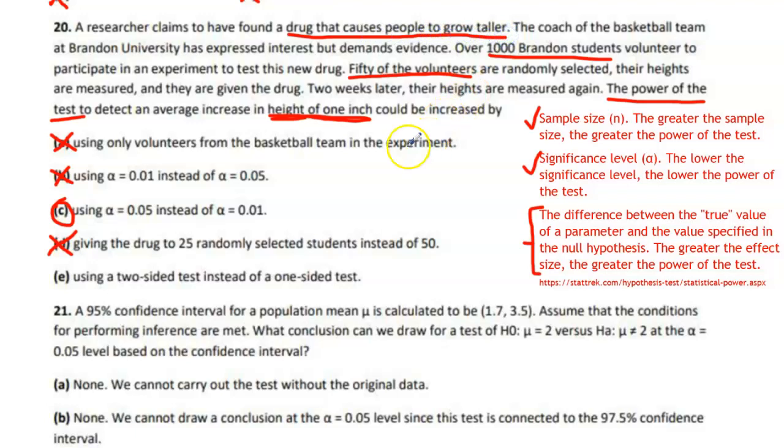So that means our null hypothesis is going to be that the difference is equal to 0, right? Because we were assuming that it doesn't cause people to grow taller. But the alternative hypothesis is going to be that the mean height of these volunteers is greater than. Using a two-sided test doesn't make sense in that case because we're not trying to see whether the drug makes people smaller, for God's sake. So that one's no good.